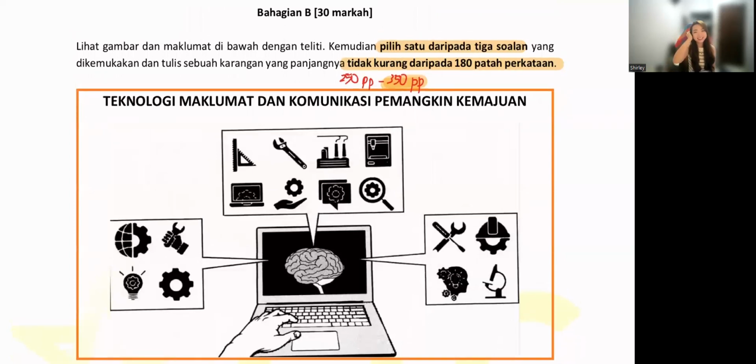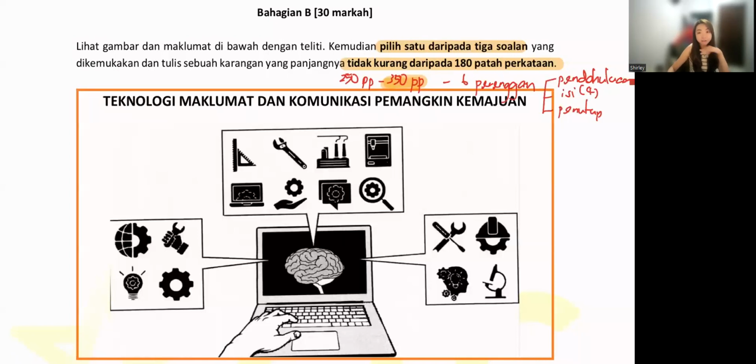Okay, the next one. How many paragraphs do you need to write for this karangan? 6 paragraphs. Enam perenggan, which means you will need to start off with the pendahuluan, then isi, and isi penutup. Meaning to say you will have 4 isi.